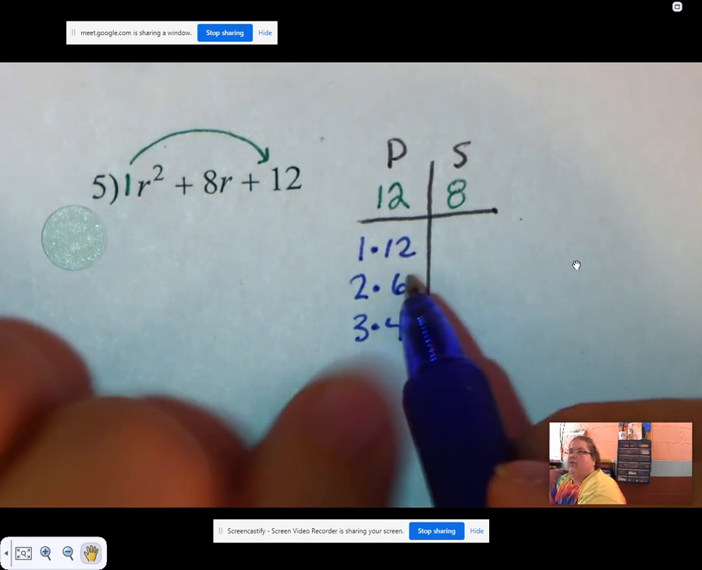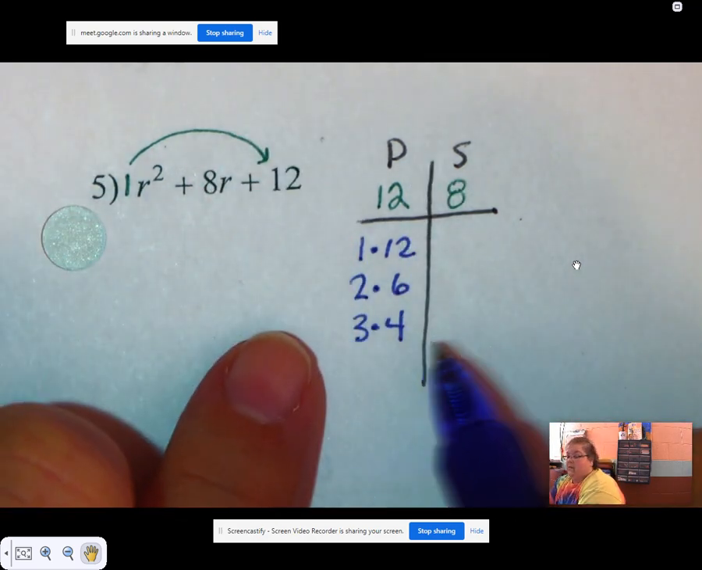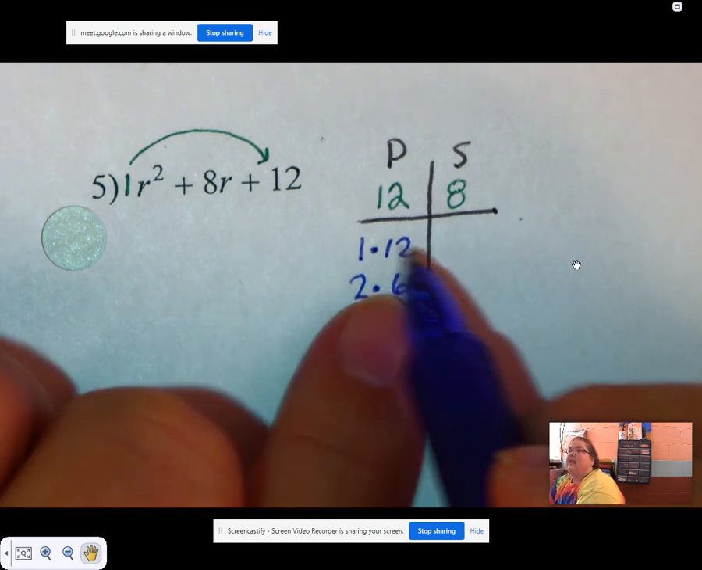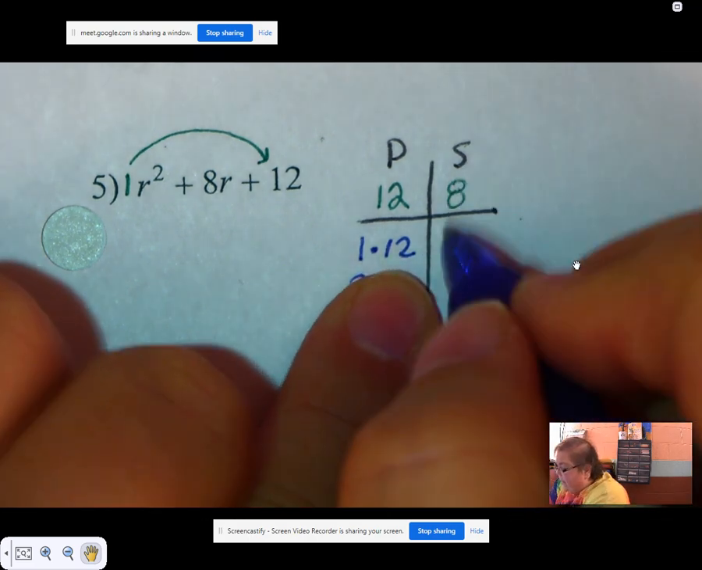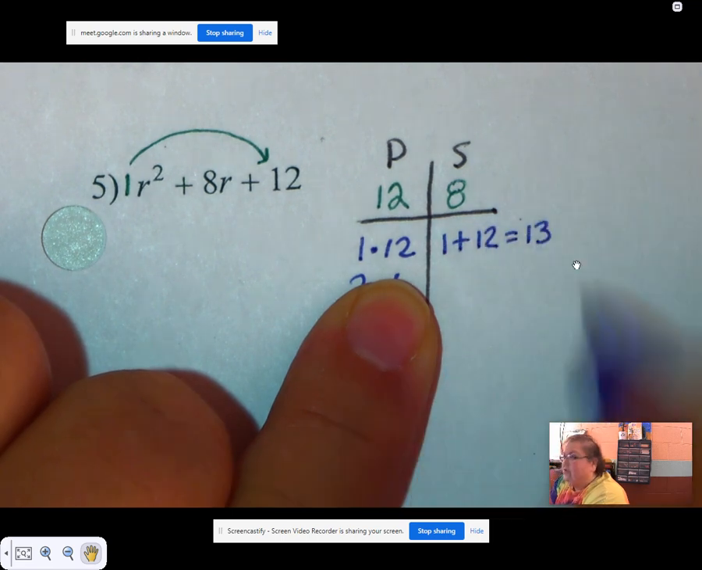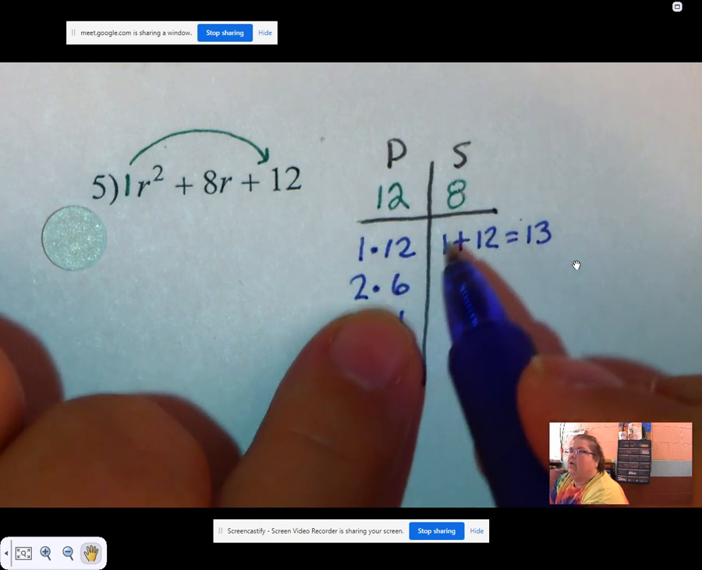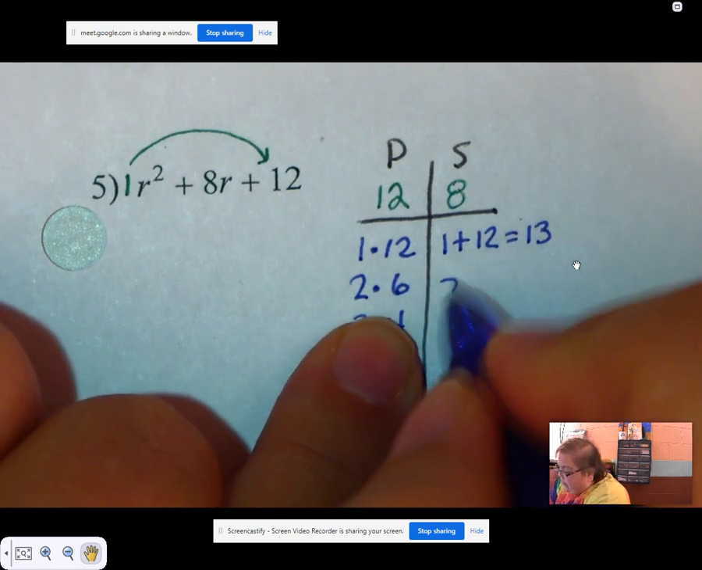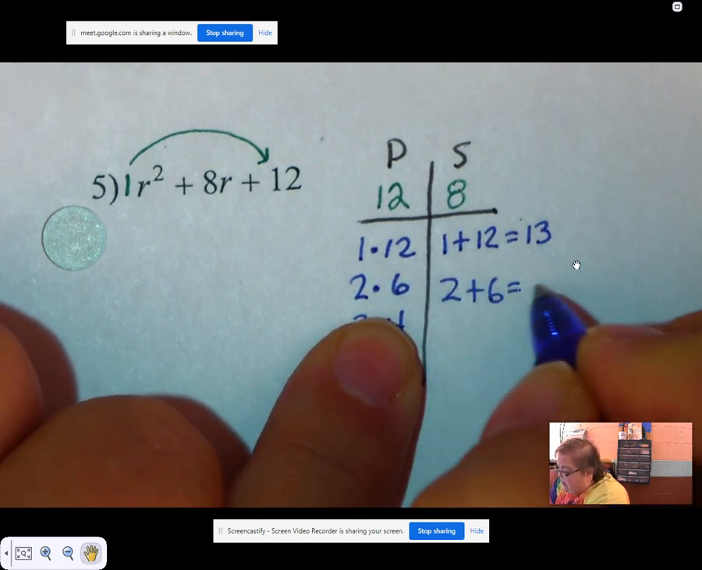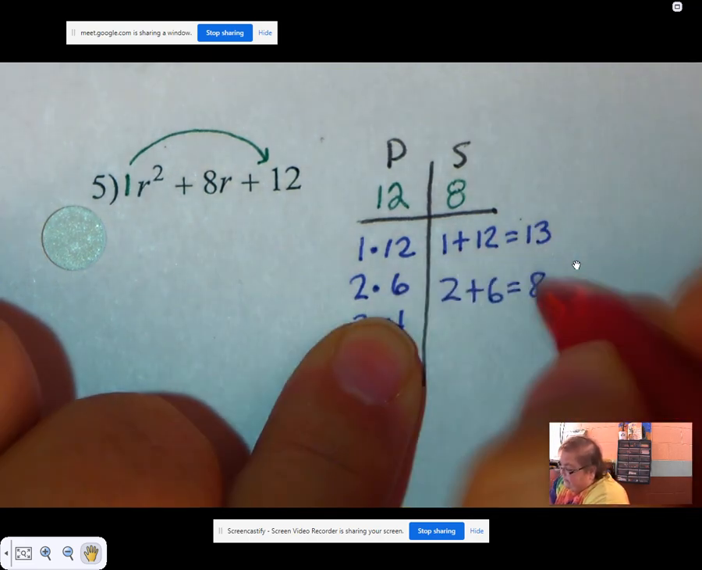Now, Leona, when we go over here, now this is all my multiplying. This is my product side. Now I'm adding what I put here. 1 plus 12 is 13, not 8. Right? I'm trying to get to that 8. 2 plus 6 is, got it.